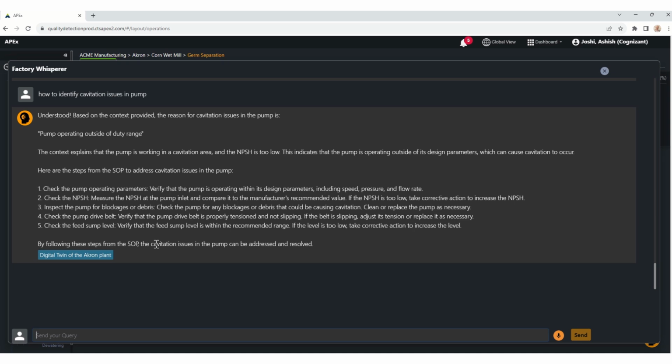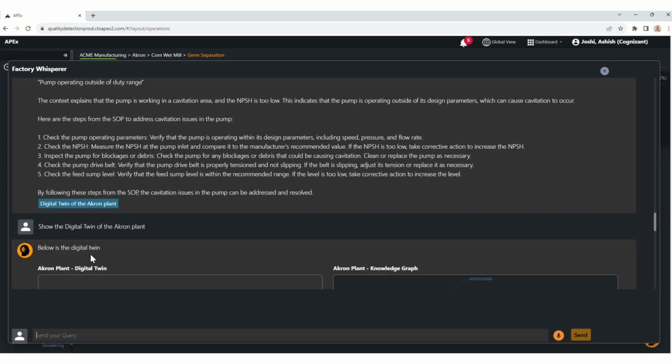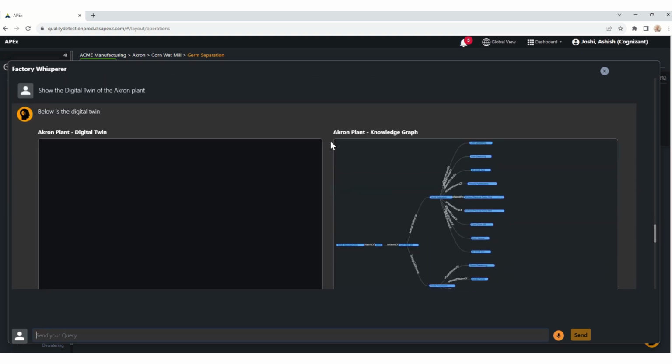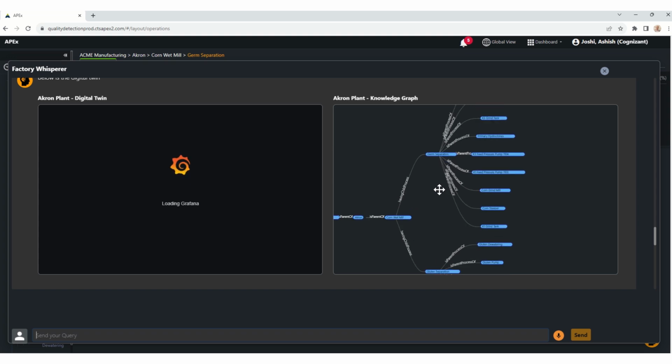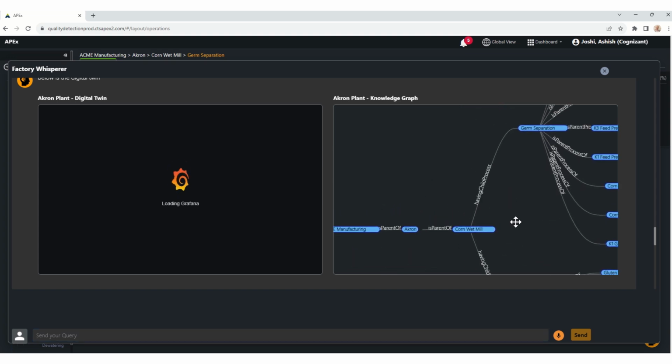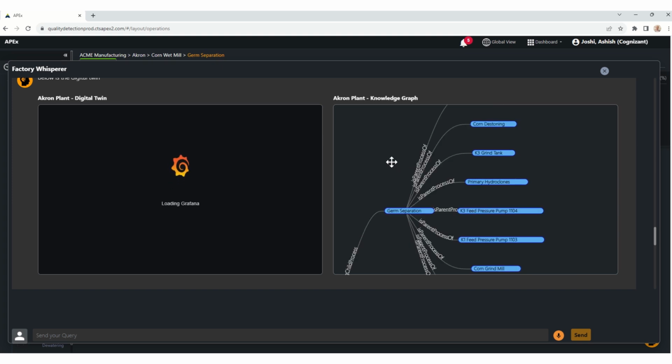Now, what we have also tried to do is represent the whole plant as a digital twin, because we have also created a knowledge graph of the entire process of the plant. So I can ask it to show me the digital twin of an Acron plant, where it brings a couple of key pieces of information. One is the knowledge graph, which links all the processes of the plant and how they are integrated with each other. This becomes an important aspect for me to understand what is linked to what in the plant, so that when I ask queries in my conversational interface, I can understand the context or what process I am talking about.